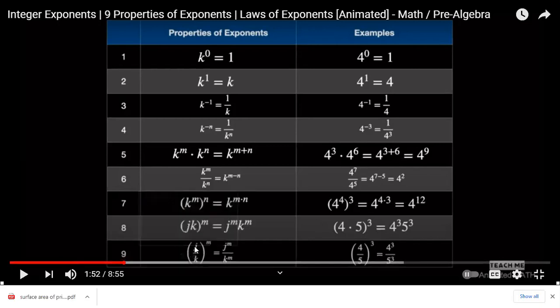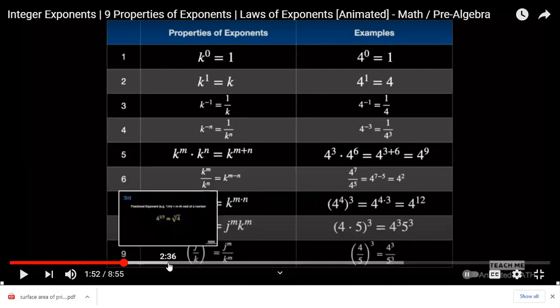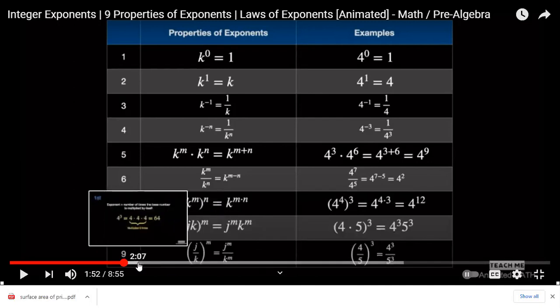The last one, j over k all to the power of m, we are also going to distribute the exponent over the parentheses, to the numerator and denominator. So we have an example, 4 over 5 all to the power of 3 equals 4 to the power of 3 over 5 to the power of 3. Okay, any question?